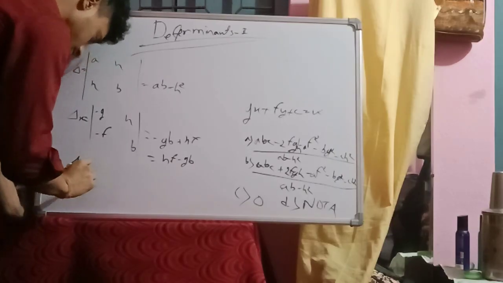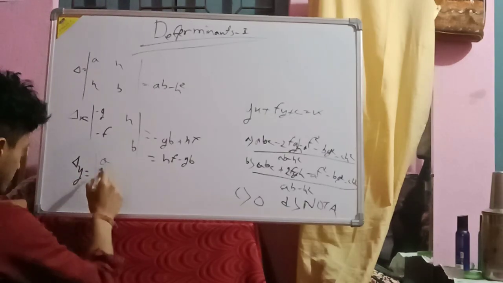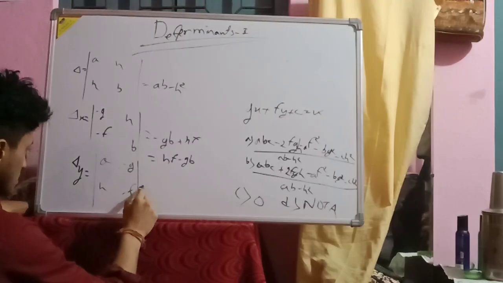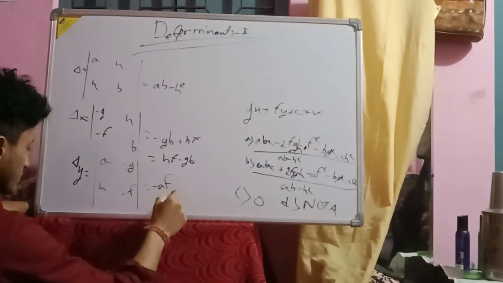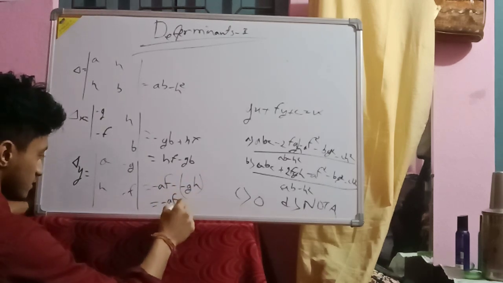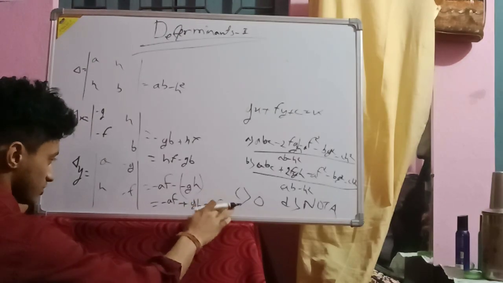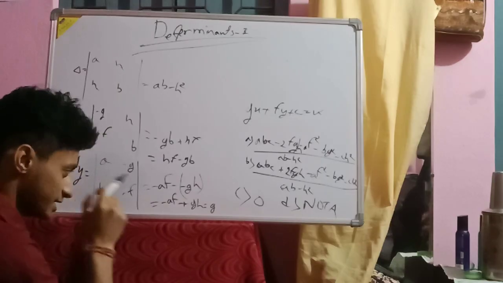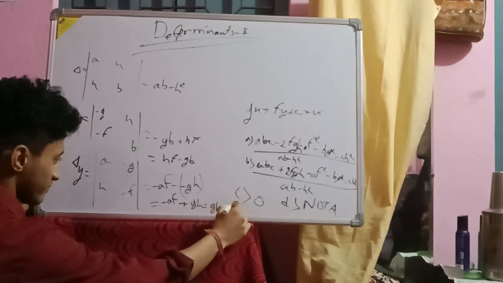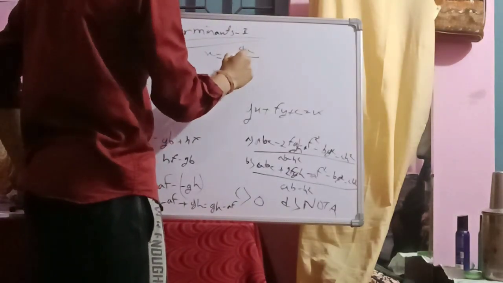Delta y would have a and h in the first column, and the second column would have negative g and negative f. This would become negative of af minus negative of gh. So we can write this as negative of af plus gh, or gh minus af. Now the value of x is going to be delta x over delta.